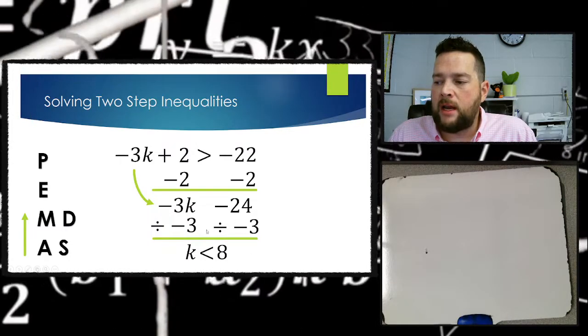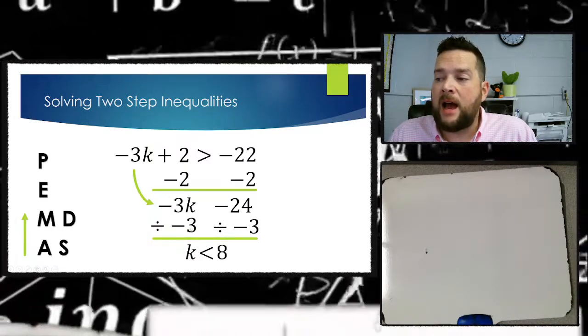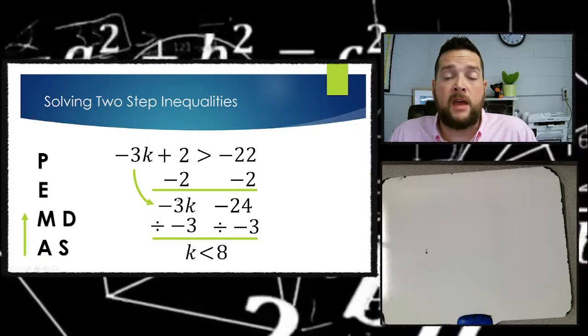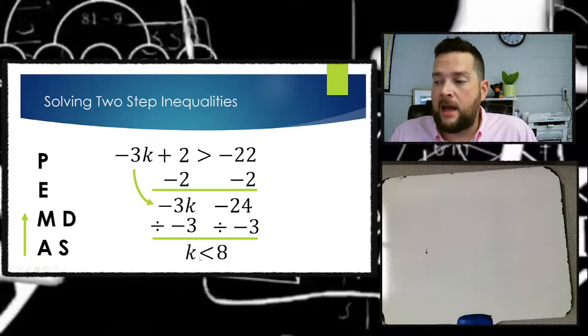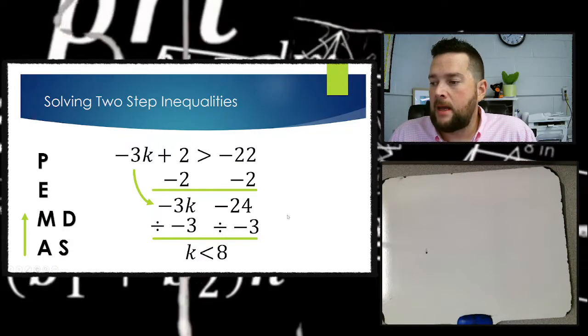You'll notice right here, my inequality flipped. The reason why is I divided by a negative. If you ever have to multiply or divide by a negative, the inequality flips. All right? There you go.